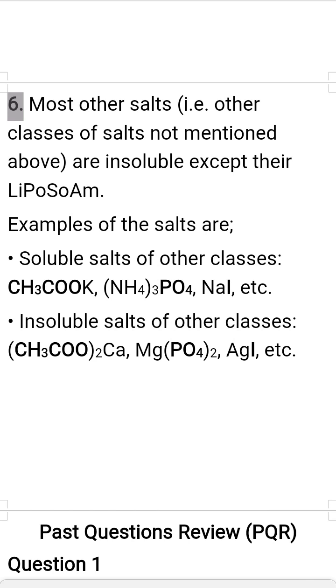And so examples of these salts, for the soluble members of other classes, include potassium ethanoate, then ammonium phosphate, then sodium iodide. They are soluble because they have members of the Lipo-Sum group in them. But if members of other classes of salt do not have any member of the Lipo-Sum group, then they will be insoluble. And that's why calcium ethanoate, insoluble. Magnesium phosphate, insoluble. Then silver iodide, insoluble. And so we want to take note of this.